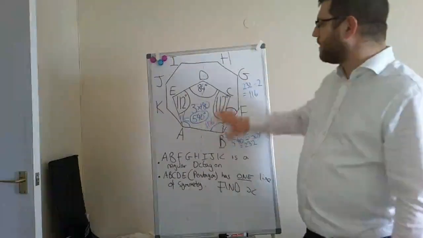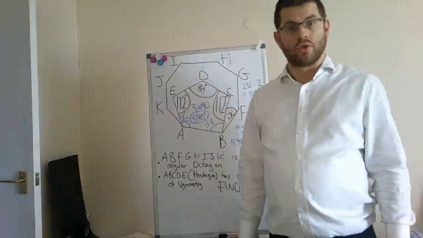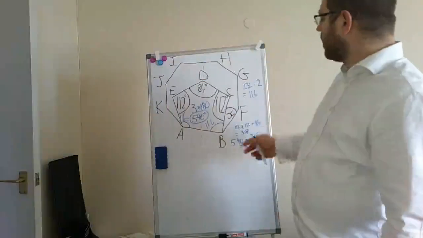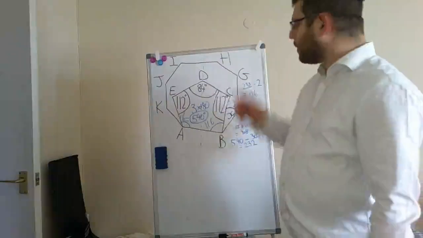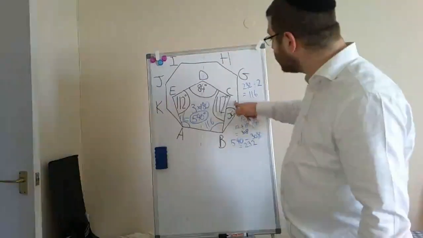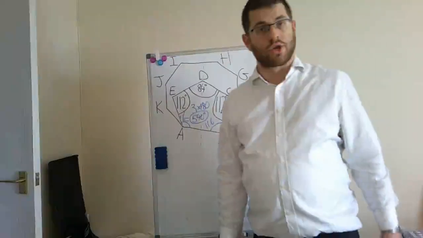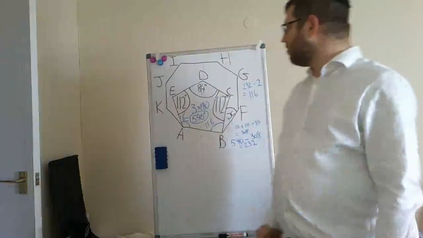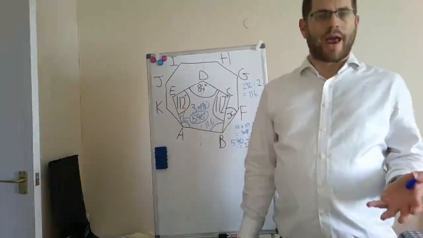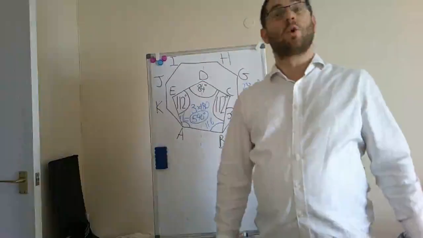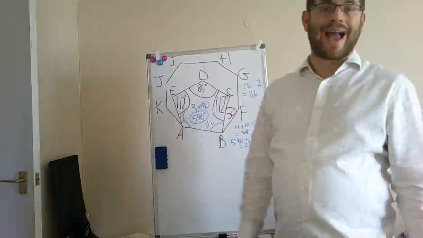We've only really dealt with the pentagon. So let's think what we do next. So X, you can see, with the 116 makes up a complete interior angle of the outside octagon. So let's work out the interior angle of the outside octagon. And if we take 116 away from that, we're going to get X.